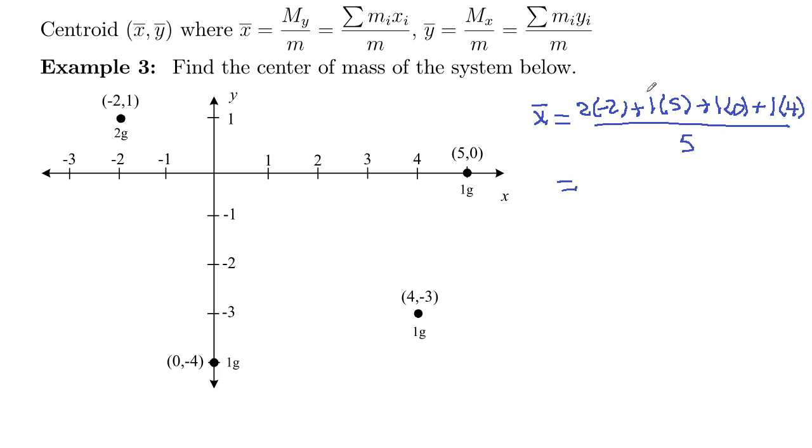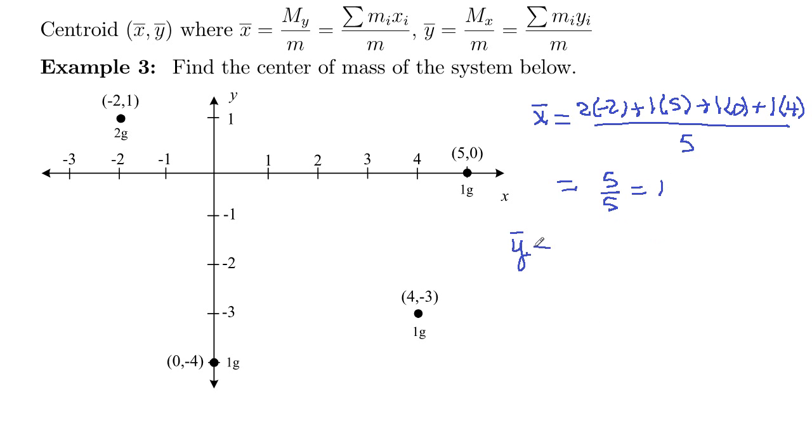So that's going to be -4 plus 5 is 1, and 0, and 4. So 1 plus 4, 5 over 5, which is 1. So x-coordinate of the centroid's 1.